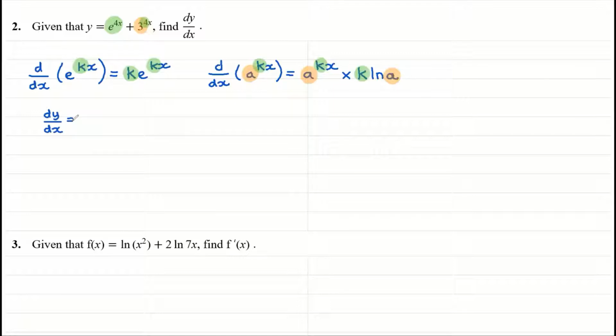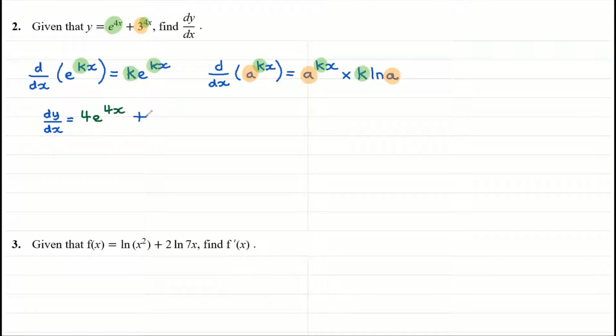Okay, so e to the 4x differentiates to 4e to the 4x. Okay, it's something you'll get used to as well really quickly. Okay, no problems there. K e to the kx, where k is 4. And then the second term, we have 3 to the power 4x. All right, so that's going to be plus, and there's no negatives to worry about.